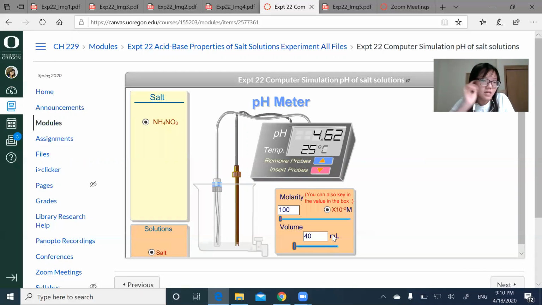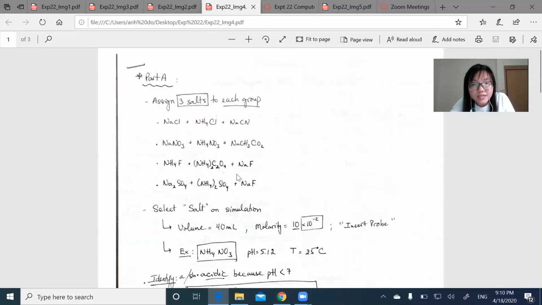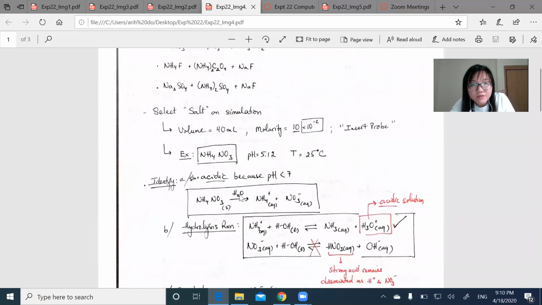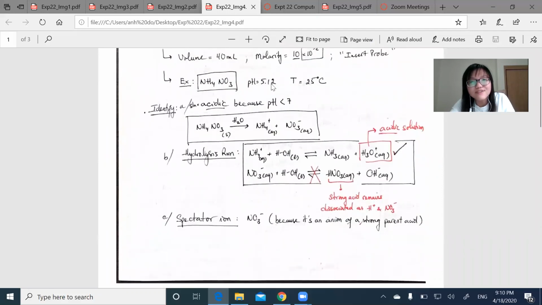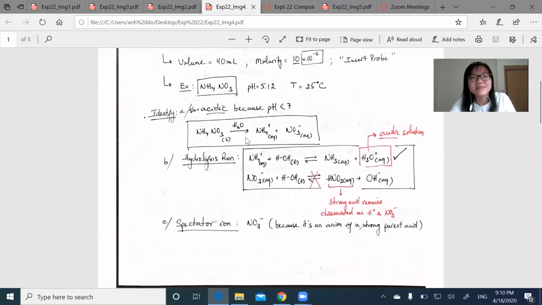Let me see what I have to say from the notes. Alright, cool. Just note down the pH for this part. So let me go over to my notes right here for you guys. Yep, so NH4NO3, the pH. This pH is different from when I did it, and I don't know why it's different. But note down whichever value you see from the simulation.